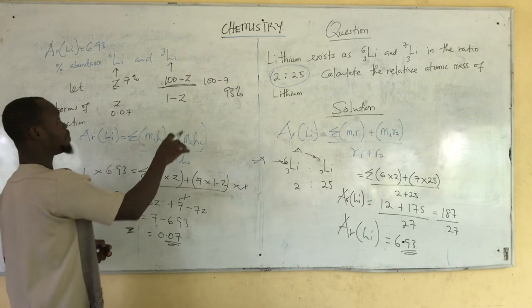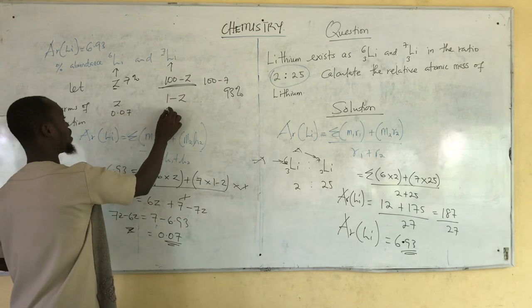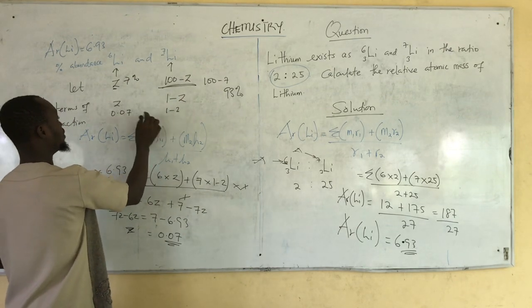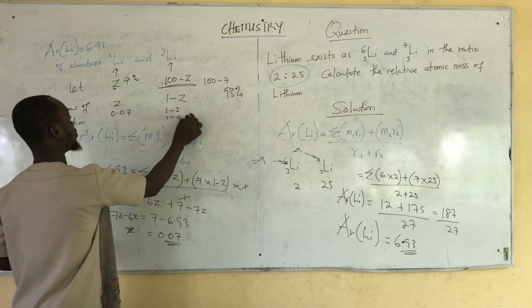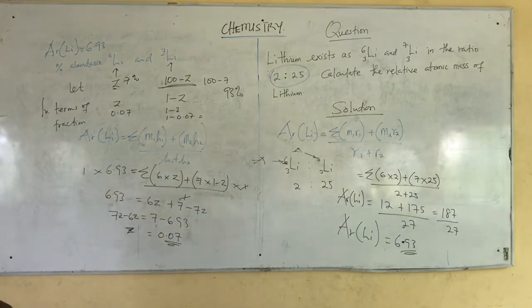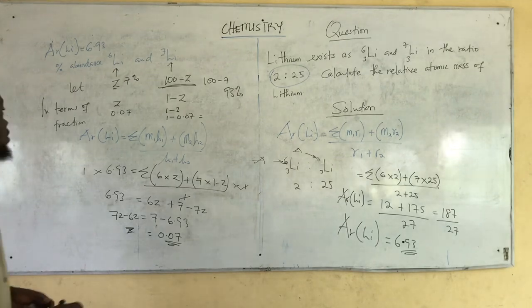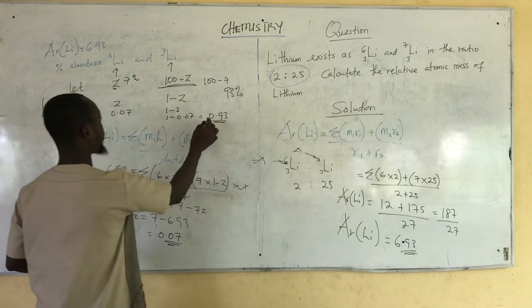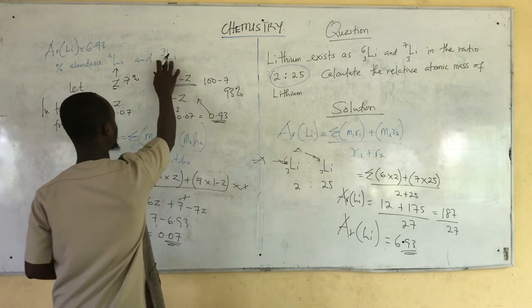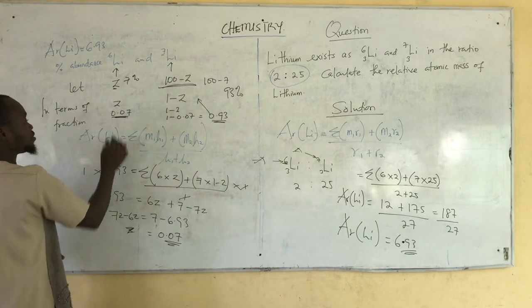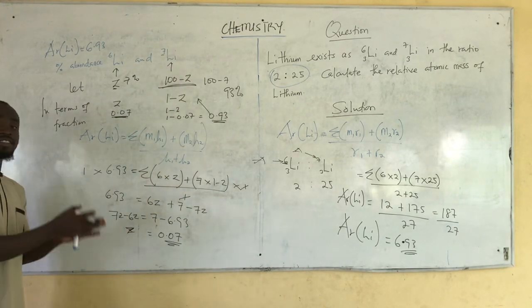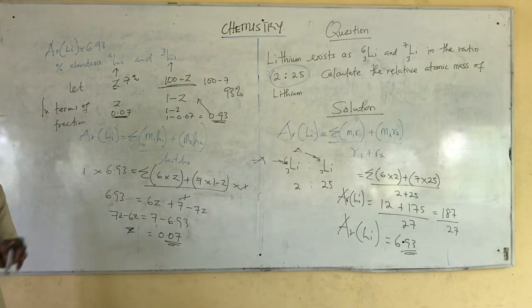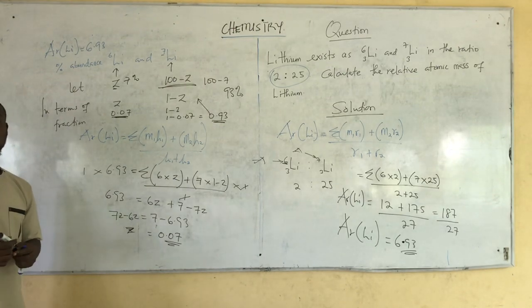How do we know the fractional abundance of lithium-7? That is 1 minus Z. And 1 minus Z is what? 1 minus 0.07. And what is the answer? So our answer is 0.93. So this is the fractional abundance for lithium-7, and 0.07 is the fractional abundance for lithium-6. So we can use the percentage form or the fractional form to calculate the abundances if it is not given.